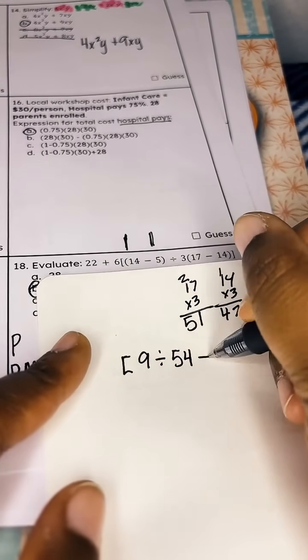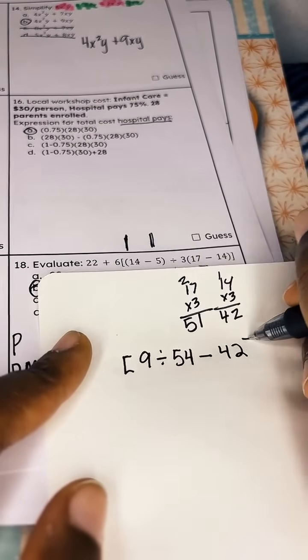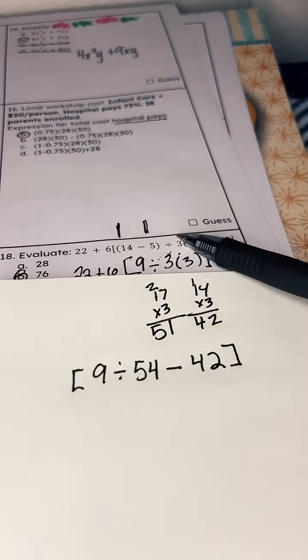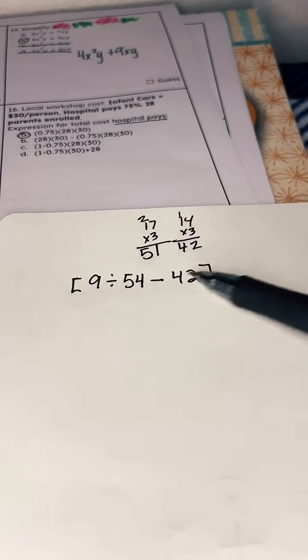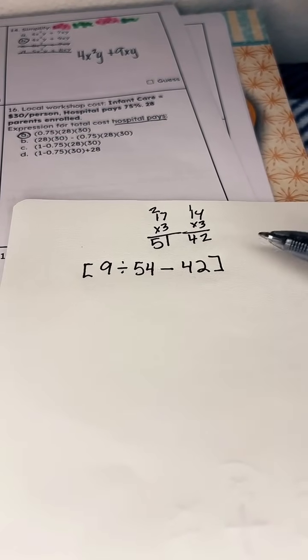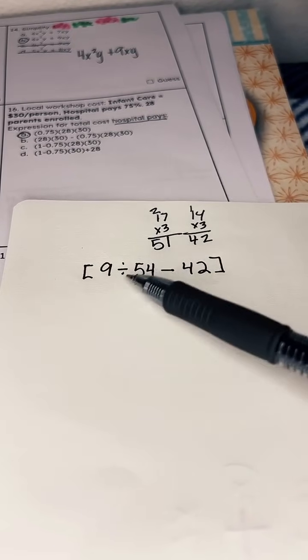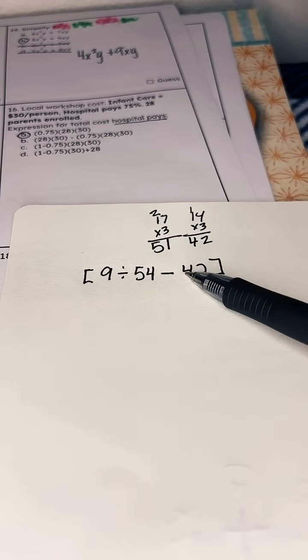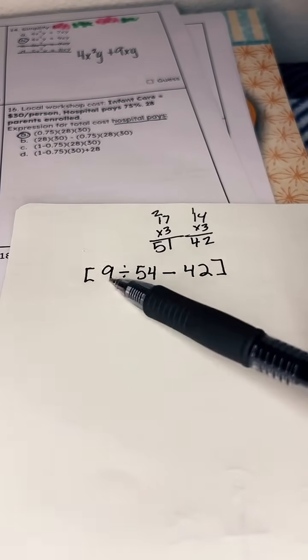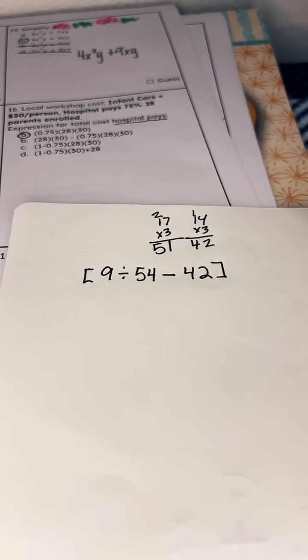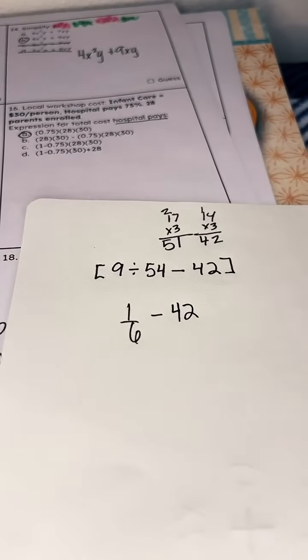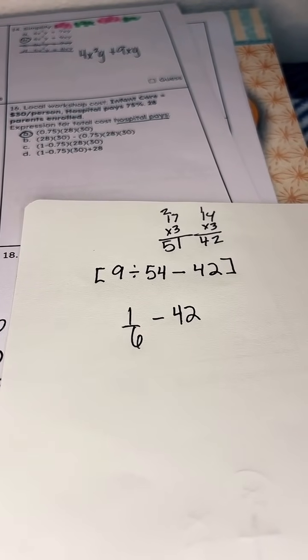51 minus 42. See, the problem with this, Darius, is once I'm distributing, I technically don't need no more parentheses, which is going to jack me up here because remember, I got to do division first before I can subtract, if I'm going by PEMDAS rules. And if I do 9 divided by 54, that's going to give me 1/6 minus 42, which is going to get real ugly. It's going to be a fraction. It's going to get ridiculous.